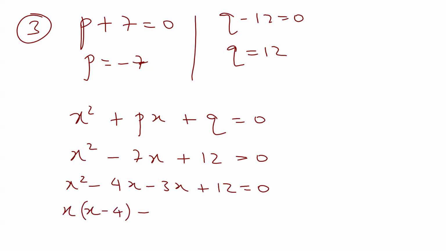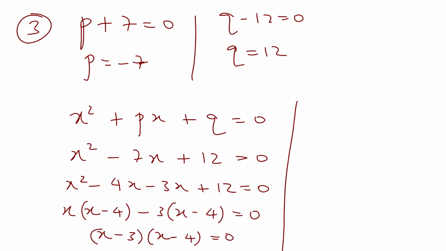So x into x minus 4 minus 3 into x minus 4 is equal to 0. So x minus 3, x minus 4 is equal to 0. This will give you x is equal to 3 or 4. So you got real roots over here. Please copy this.